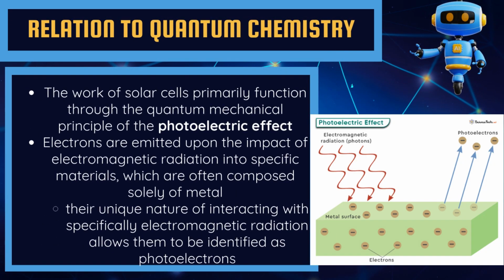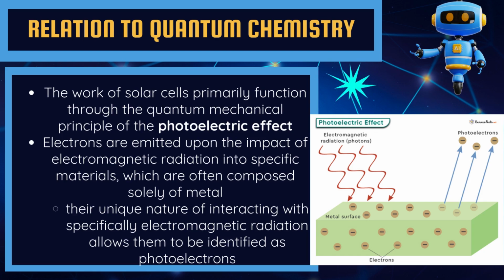The functions and processes of solar cells are actually closely related to quantum chemistry due to the fact that they directly work upon the quantum mechanical principle of the photoelectric effect. This occurs when electrons are ejected upon the impact of electromagnetic radiation, a category that light energy falls into, onto specific materials, which are often composed solely of metal.